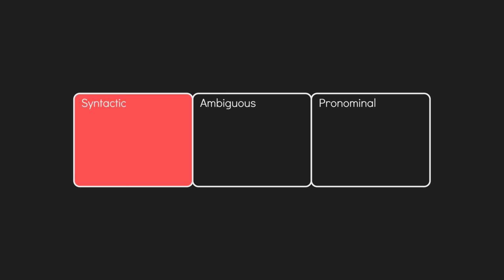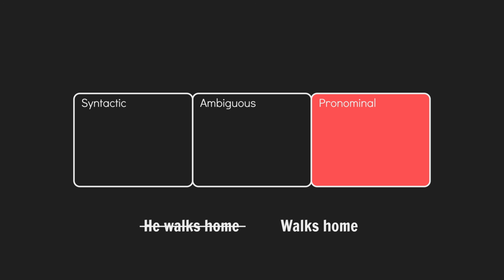Syntactic agreement is where a person agreement marker cannot occur without an overt local controller. Basically, English. He walks home is grammatical, walks home is not. Pronominal agreement is just the opposite. Walks home would be grammatical, he walks home would not be. That is, the person agreement marker cannot be present if its controller is present in the same construction.